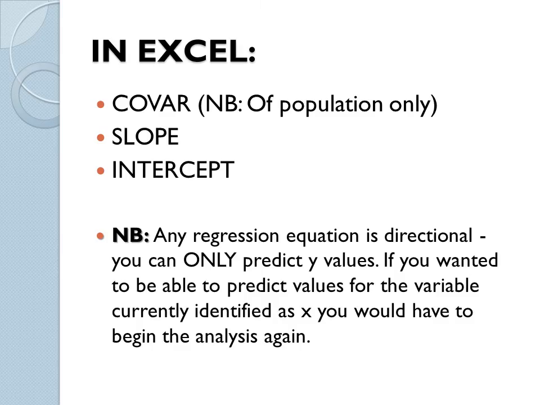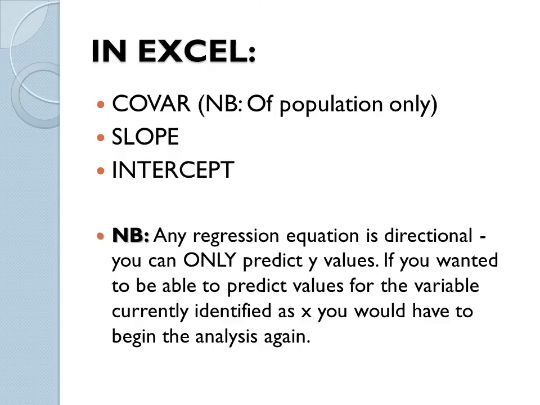Now in Excel, there are 3 different types of formulae that you're going to learn about. The one is COVAR, the other one is SLOPE, and then INTERCEPT. So it's really easy, I hope, to guess what the slope function is going to do. That's obviously going to calculate the slope. That's the b of the formula. The intercept is going to calculate the a of the formula, and then the COVAR, which is for the population only, is going to calculate the covariance.